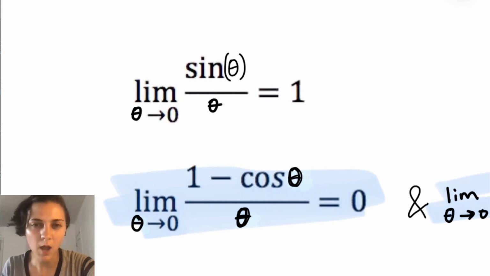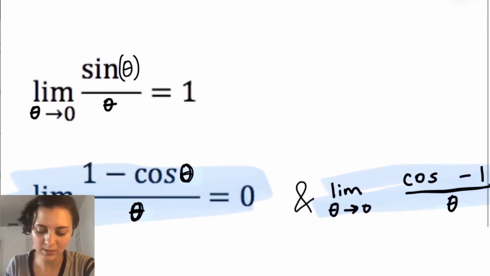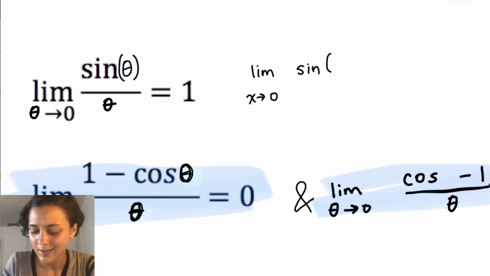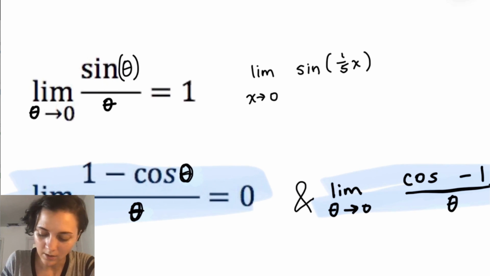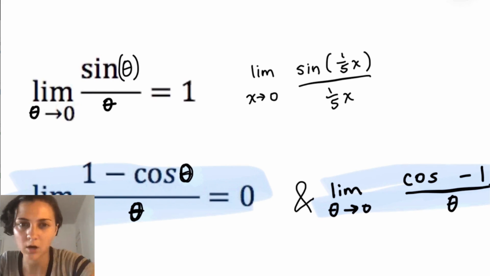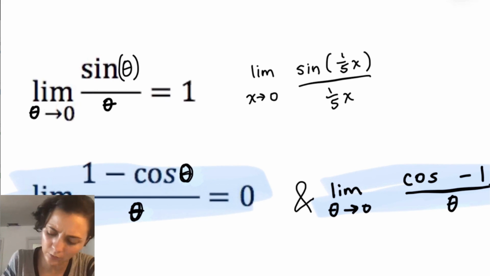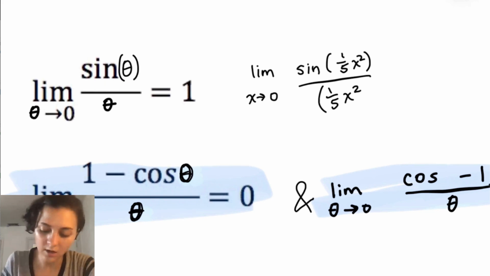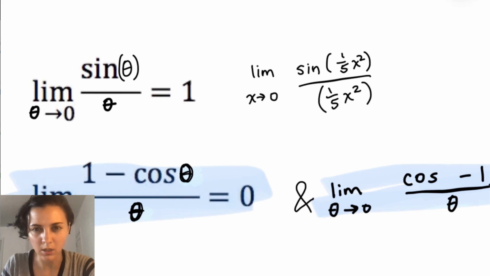So I could rewrite these special trig limits as like the limit as x approaches 0 of sine of, it doesn't matter, they just have to match, 1/5 x over 1/5 x. So it's just like whatever is in the argument, they have to match. I could even square this x. Doesn't matter, because what's in the argument matches what's in the denominator.